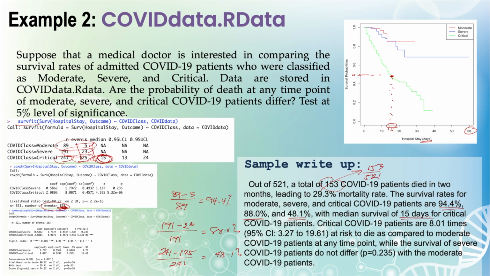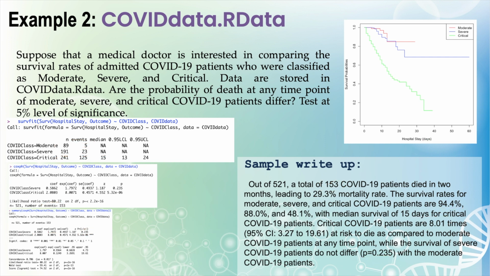So further, critical COVID-19 patients are 8.01 times at risk to die as compared to moderate. This 8.01 is calculated using the Cox regression model, which is this one, in which the reference again is the moderate COVID-19 patients. While the survival of severe COVID-19 patients does not differ, since the p-value is 0.235 here for severe with the moderate COVID-19 patients.